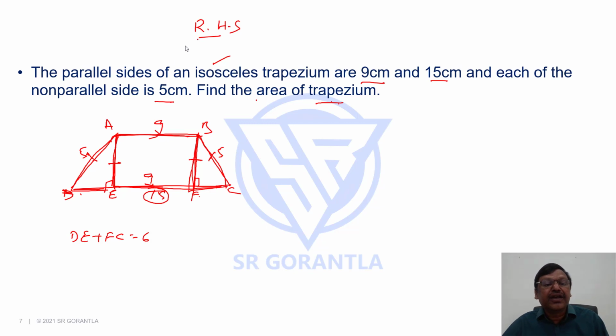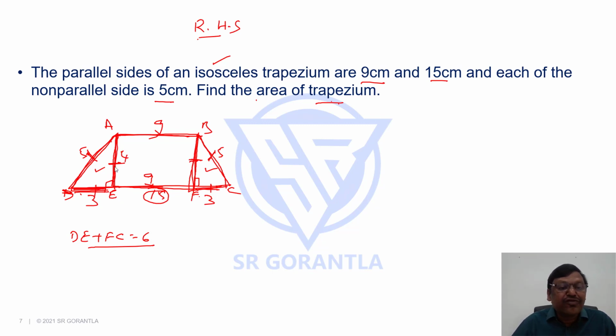In two right angle triangles, if the hypotenuses are equal and one side is also equal, then the two triangles are congruent. Now we can say this triangle ADE and triangle BFC are congruent triangles. So we can say that DE and FC are equal. Since the sum of them is 6, each one is 3. Now ADE is a right angle triangle. Hypotenuse is 5, one side is 3, so what is the other side? 4. We know the right angle triangle triplets, 3, 4, 5 is one triplet.